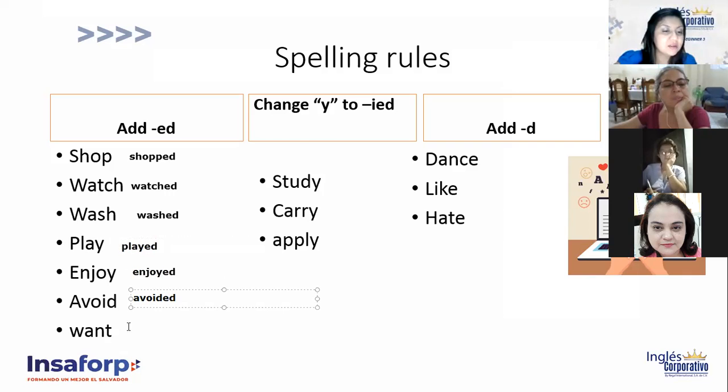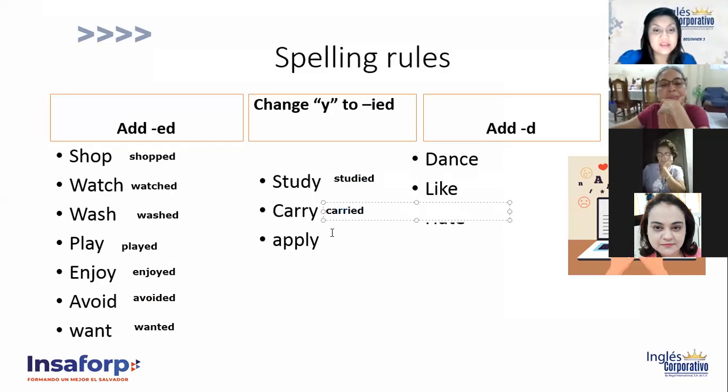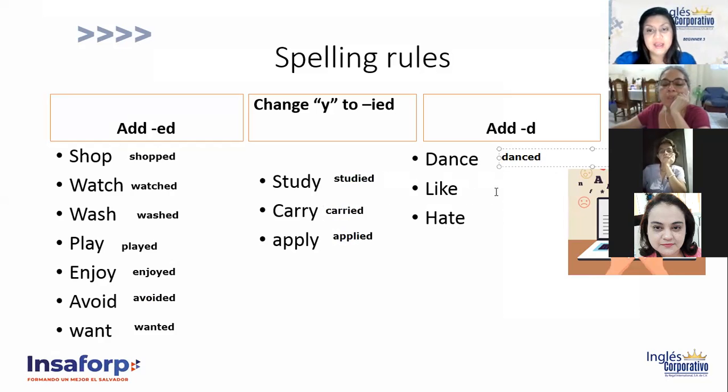Want. Wanted. Ahora, aquí tenemos otros ejemplos como study. Entonces, ahí sí, miren, le cambiamos. En vez de la Y, le ponemos IED. Study, studied. Marry, married. Apply, applied. And in these other examples, danced, we put the D. Like, liked. And hate, hated.